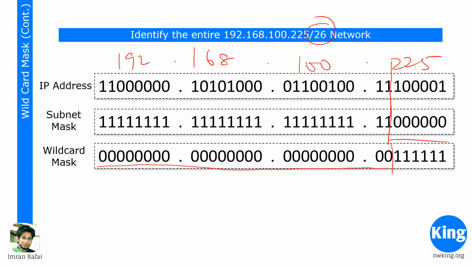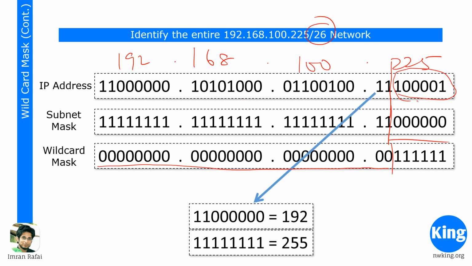If you say 26 bits, that means till here it's going to match, and this part of the IP address can be anything. It could be zeros or ones. That means if you make everything 0 here, the number is 192, and if everything is 1, the number is 255.